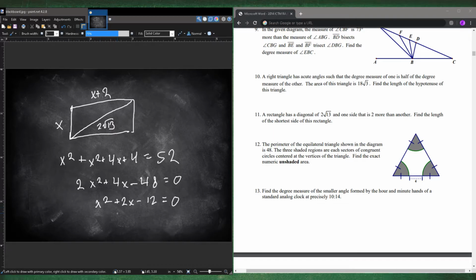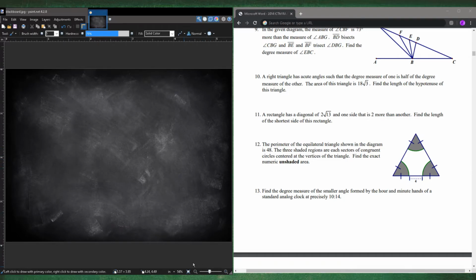And then divided by 2. Oh, this is 24. Sorry about that. Okay, so we can use 6 and 4. So x plus 6, x minus 4. So that means x has to be equal to 4 because x cannot be negative. So the shortest side is length 4 because the other one's 6. Okay, so the answer for 11 is 4.